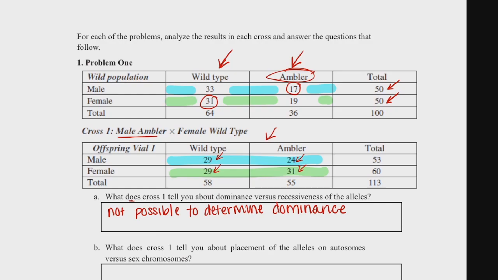And then this is asking, what does cross one tell you about the placement of the alleles on autosomes versus sex chromosomes? Like we said earlier, because the number of males and females is the same, we're going to assume that this is autosomal. But because it is spread out, we can also say that it's not possible to determine because there's not enough information. This is just an inference.